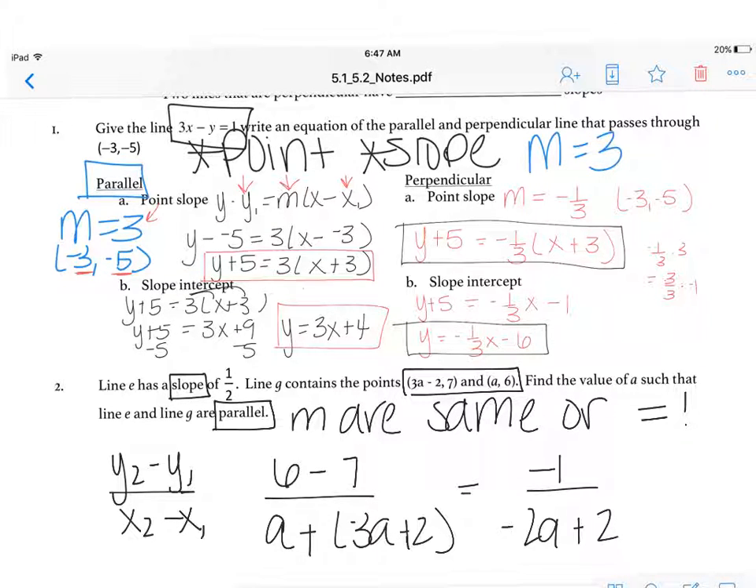And this should equal the slope of line E, which is 1/2, because they're parallel. So I'm going to set that equal. And now what you've got to do is just cross multiply in order to find out what a is. So 2 times negative 1 is negative 2. And then 1 times the denominator is just negative 2a plus 2. We're going to go ahead and just solve this equation. You're going to get negative 4 equals negative 2a. Divided by negative 2, you get a equals 2.